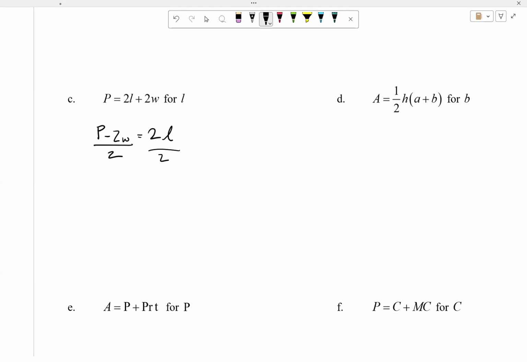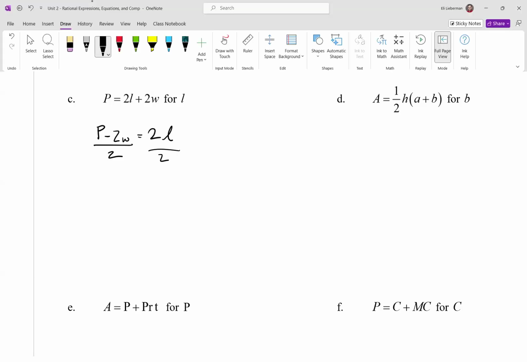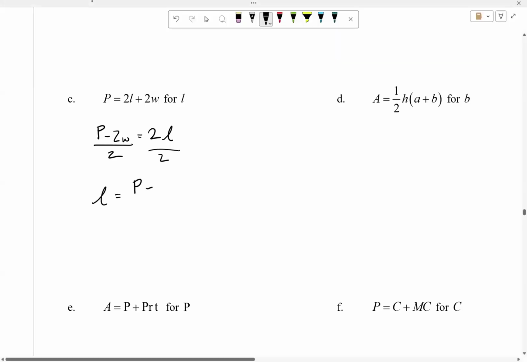Yes, Jasiri? Would it be wrong to say negative 2W plus P over 2? Say that one more time. Would it be wrong, instead of doing P minus 2W, to do negative 2W plus P? Oh, that's fine. Why don't we start by dividing the whole thing by 2? I just need to make sure that you're dividing everything. It's not bad to divide by 2. Just normally we move the terms over, but as long as you're doing it completely, that's fine. So we're left at L equals, what's that?